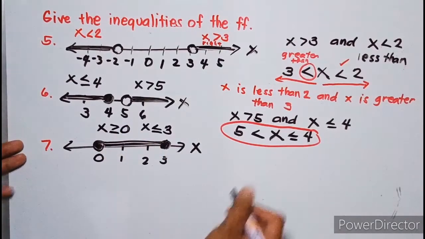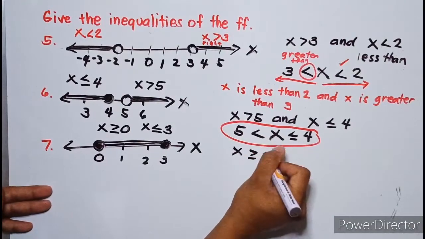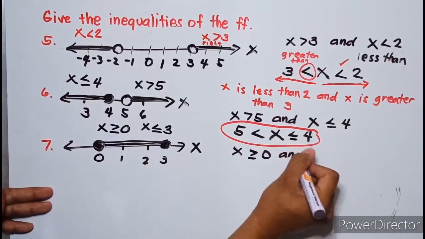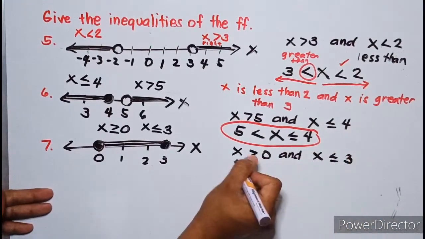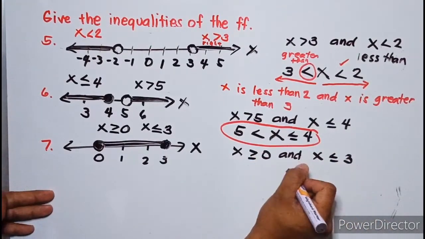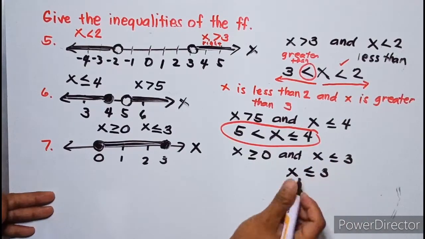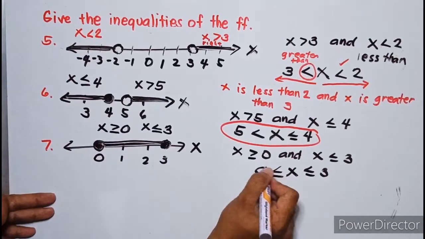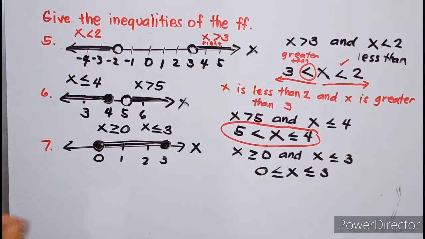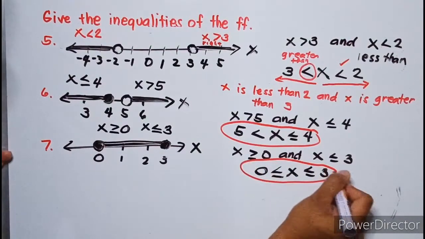So, meron tayong solution na x is greater than or equal to 0 and x is less than or equal to 3. Kung pagsasamahin natin to, so we will have x less than or equal to 3 greater than or equal to 0. So, ito ang ating inequalities.